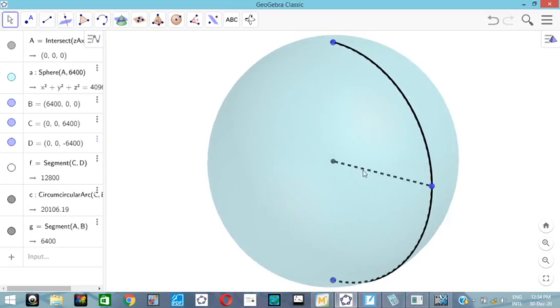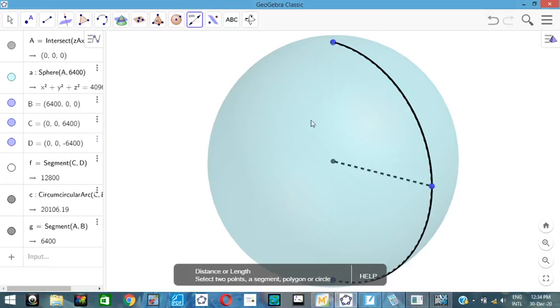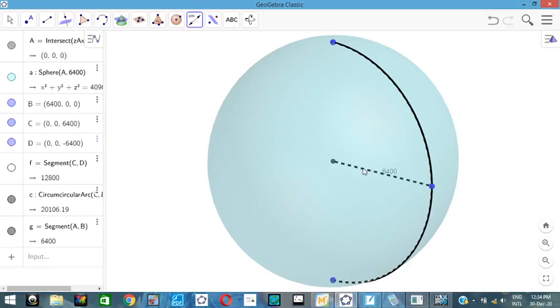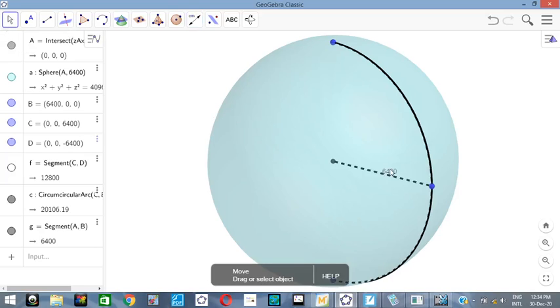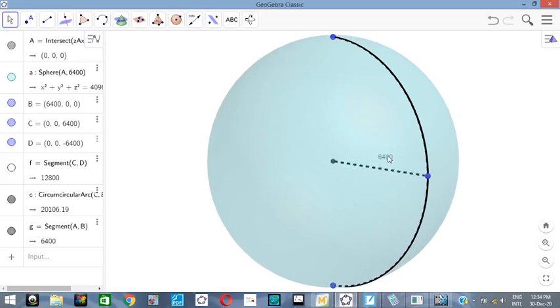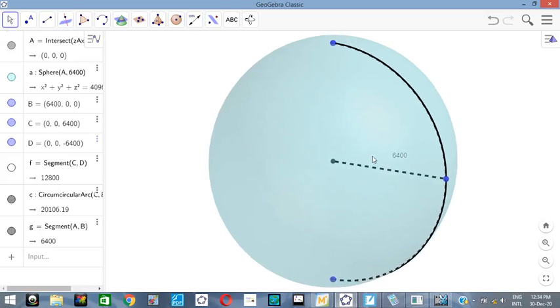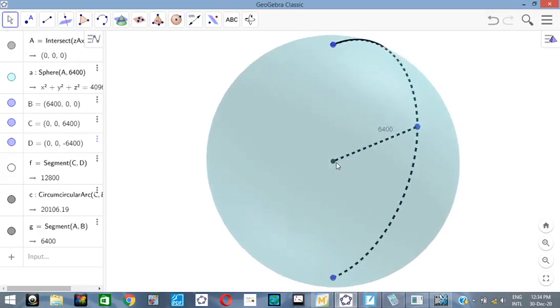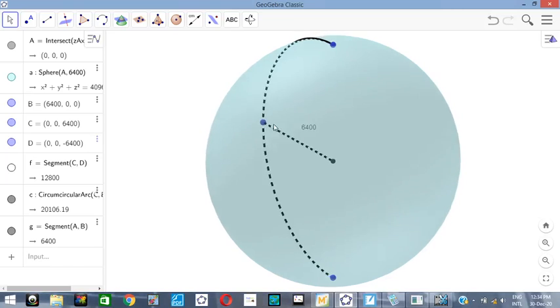Alright, and I've already set the radius. If I show you the radius now, let me measure the length. This is 6,400. I've already set it. You can see the length there. So that is the radius from the middle down to this place.